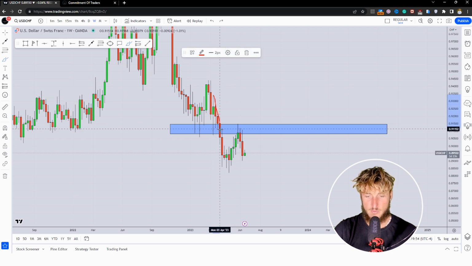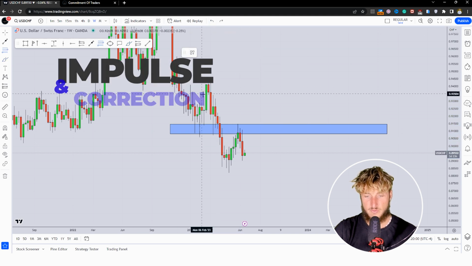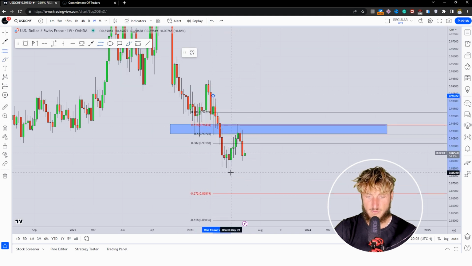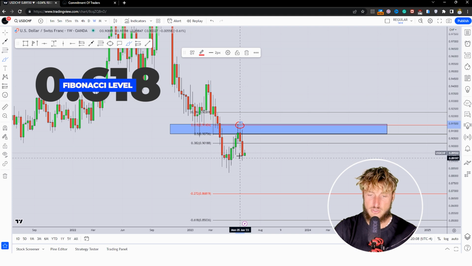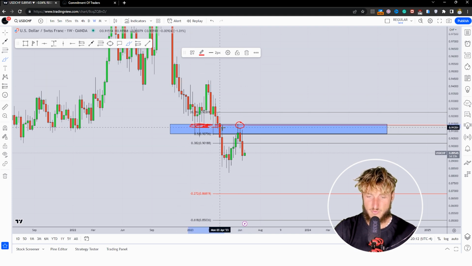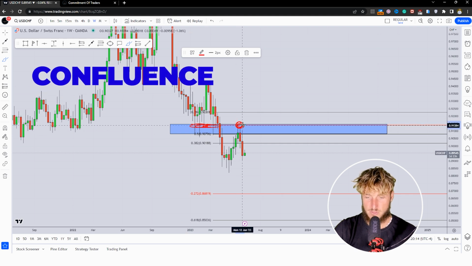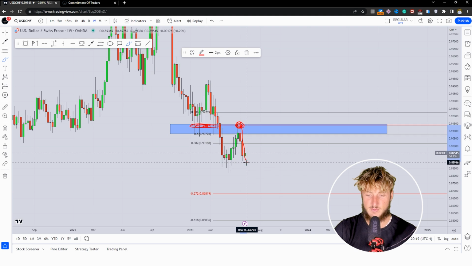We can also notice how we do have an impulse and a correction, and in general, after an impulse, if you want to measure the correction, you have to take your Fibonacci from the high to the low of the impulse leg, and if we do that, we can see how we had a correction precisely to the 0.618 golden ratio, which was lining up perfectly with this previous support and resistance, creating a confluence of resistance at this area, which we could in fact expect this market to test and then to reject to the downside.